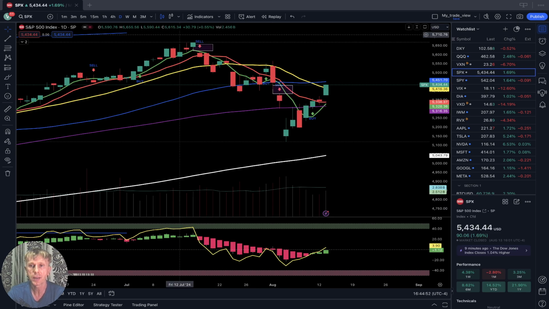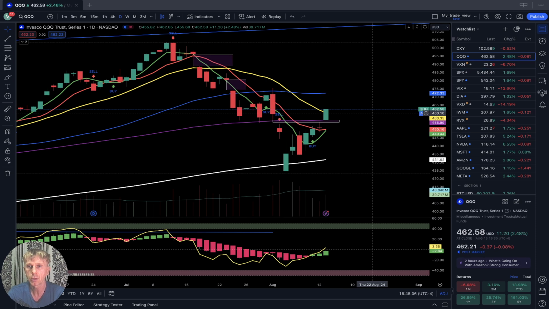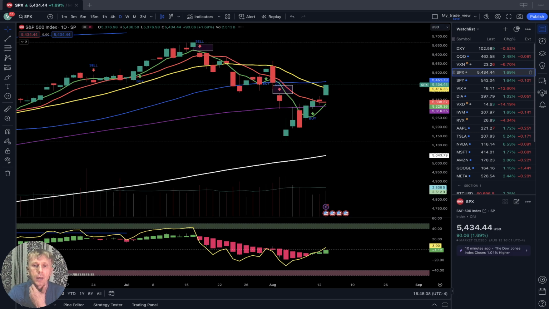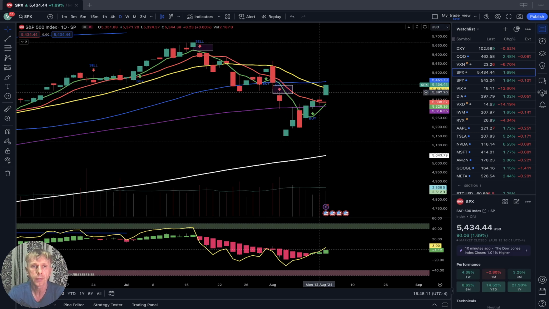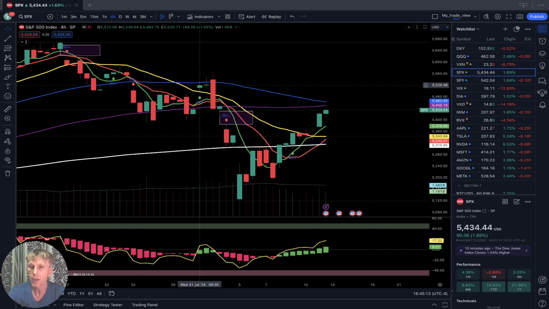SPX, S&P 500, plus 1.69%. Daily time frame, same way, it did a gap up and closed above SMA 20. Same like QQQ, look at it, it closed above SMA 20. Bullish reversal trend. Four hours time frame, bullish trend. It's close to SMA 150. Yeah, it would fill this gap. That's what we mentioned before. It can fill the gap.